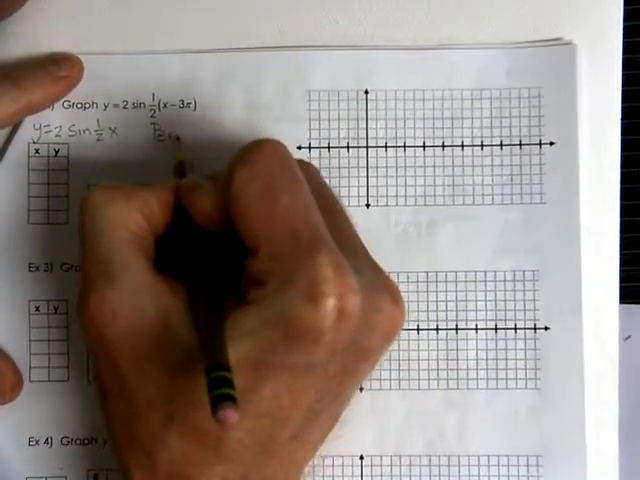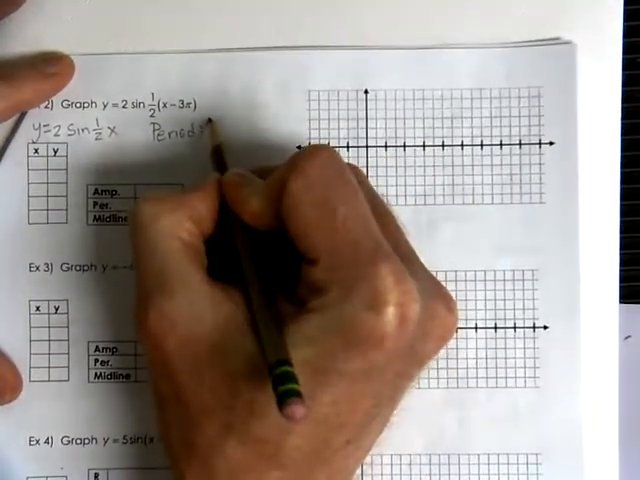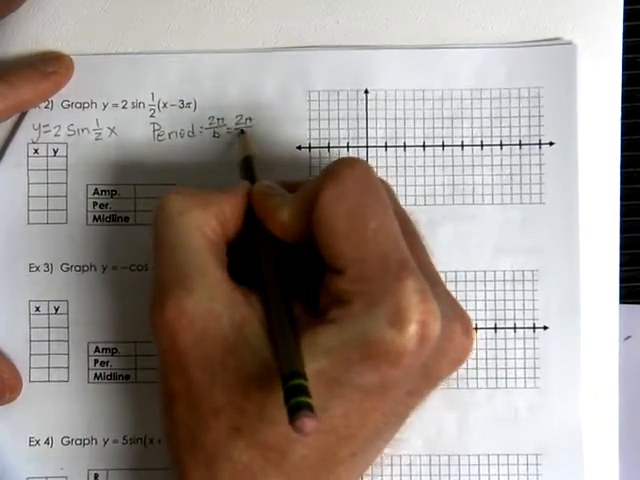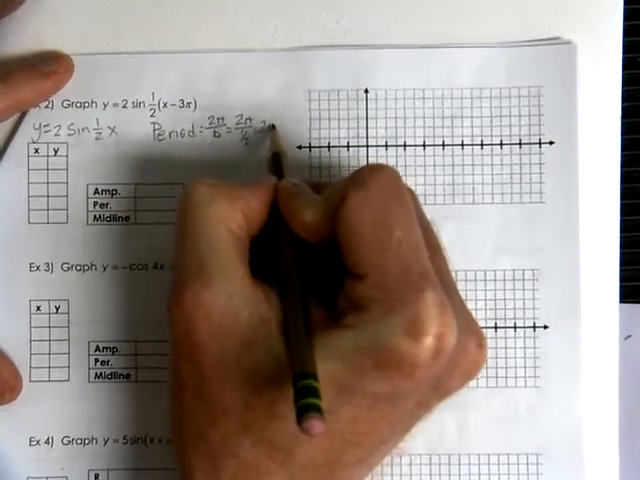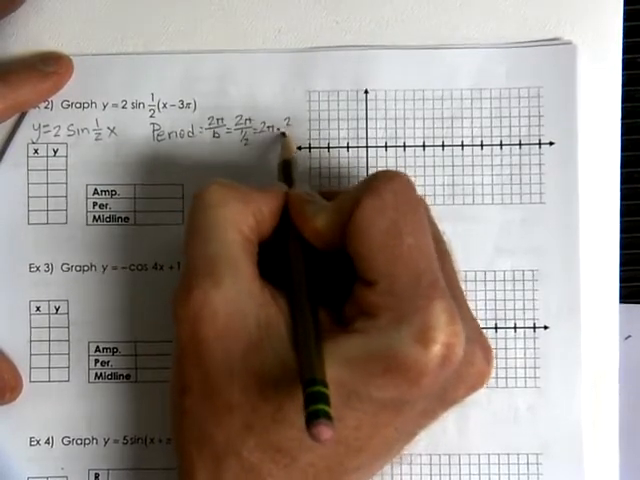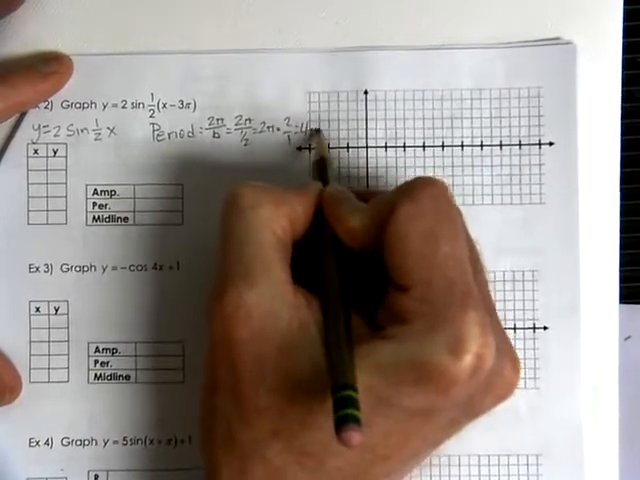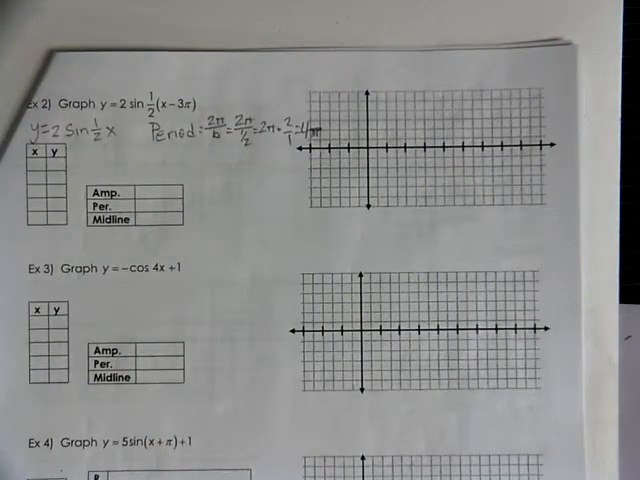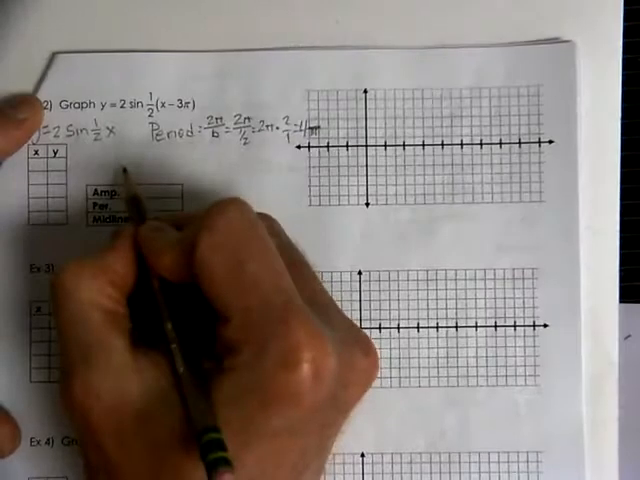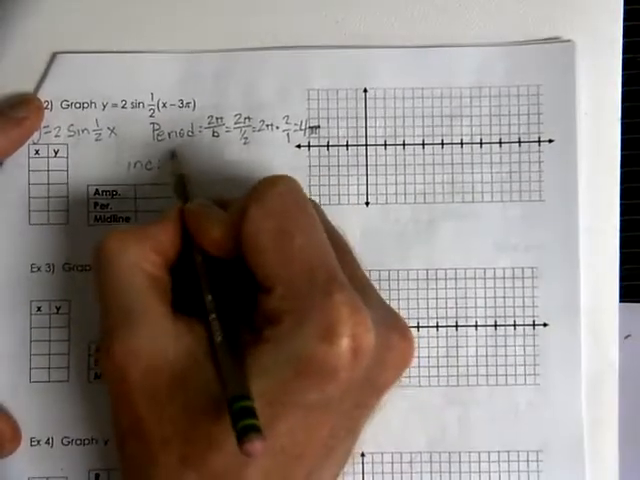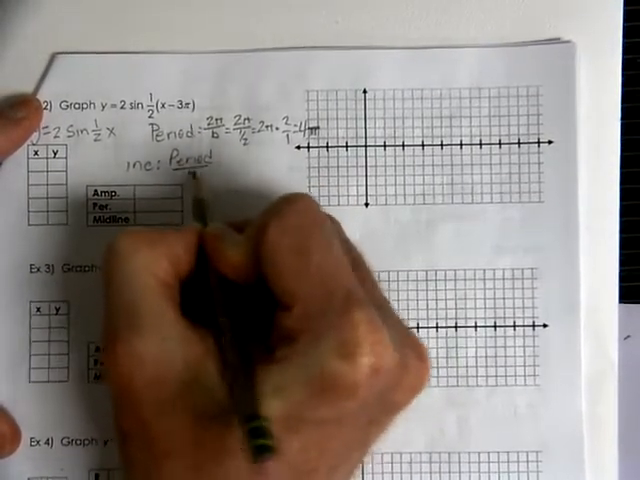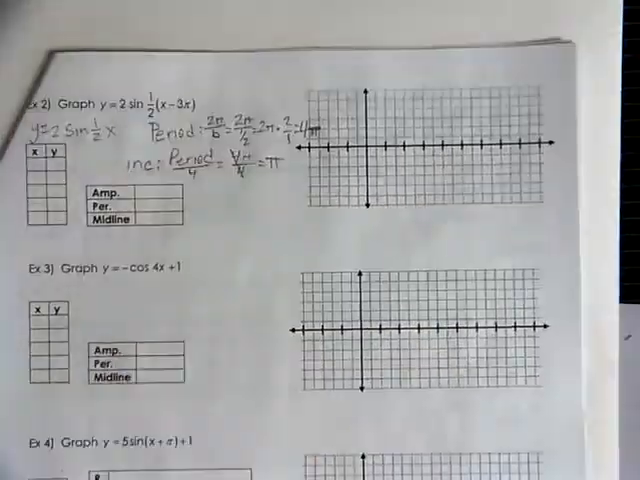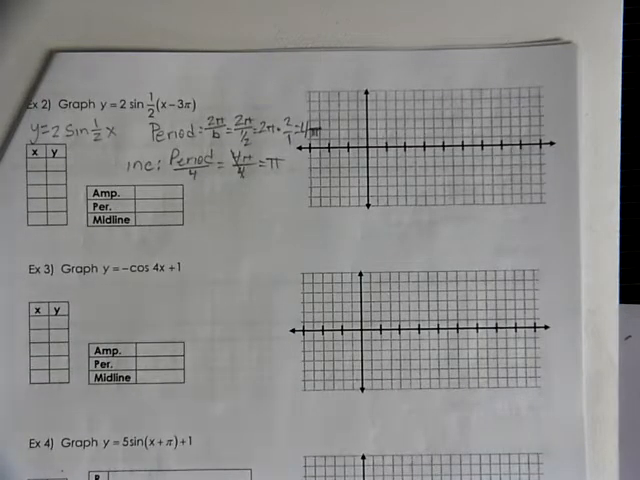So the period is going to be 2 pi divided by b. So in this case, that's 2 pi divided by a half. And whenever you have a fraction in a denominator, you have to multiply it by the reciprocal. Multiply the top, the numerator, by the reciprocal of the denominator. That gives us 4 pi. That helps us determine the increments, which is known as the period divided by 4. So our increments are going to go by pi.